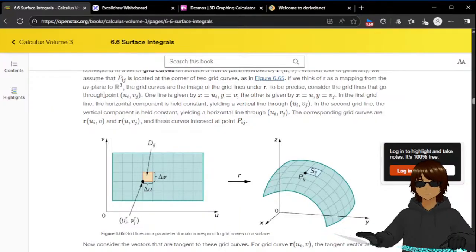Consider grid lines that go through point UiVi. So you're considering this grid line going through Ui. So that's the first grid line.